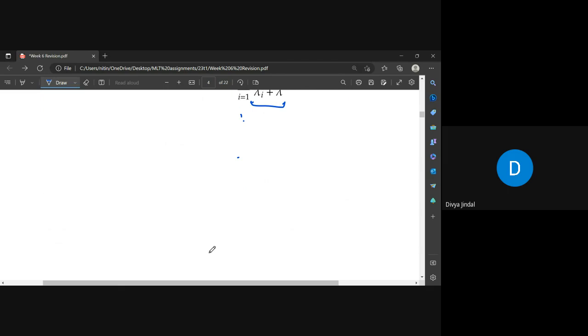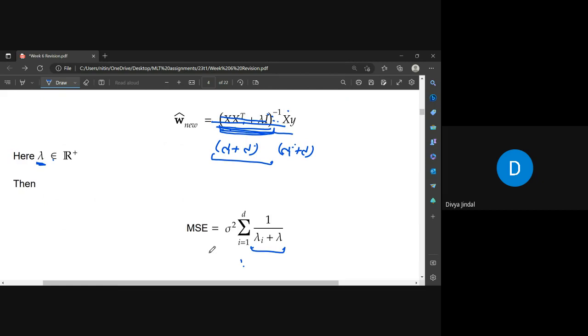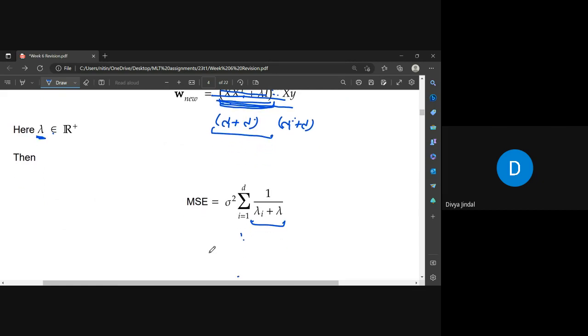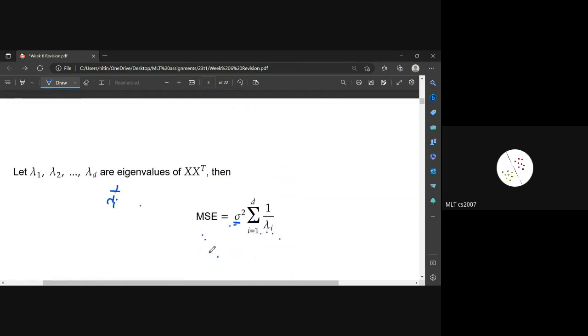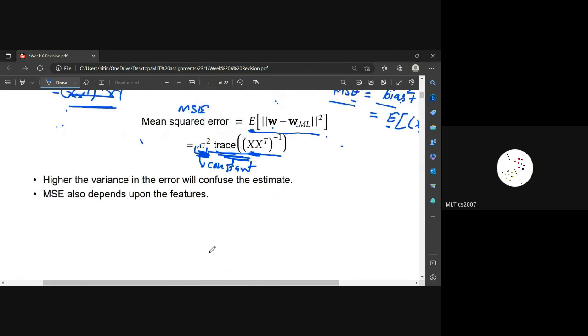Yes, the summation of these eigenvalues gives the trace. Why are we doing 1 by lambda i initially? So this is the trace of XX transpose inverse, right? Remember the property of trace: trace is actually the sum of eigenvalues. Right. So eigenvalues of XX transpose are lambda i, so eigenvalues of XX transpose inverse will be 1 over lambda i. So the trace is going to be the sum over 1 over lambda i.